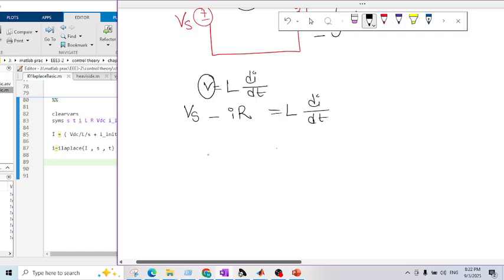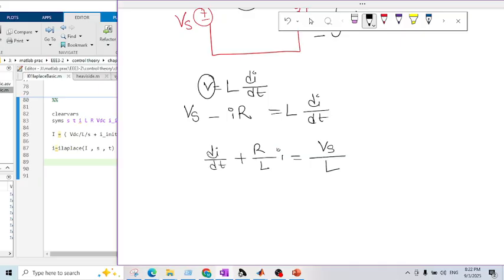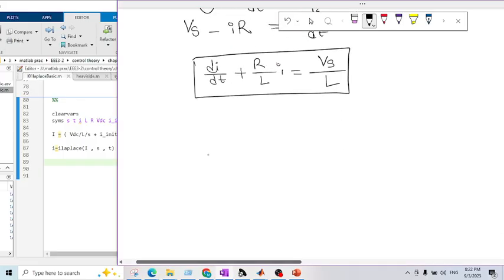Well, now let's simplify this equation, and if I simplify this equation I will get di by dt. I will simply divide the whole equation by L and then I will rearrange this equation. So if you pause the video you can understand that the simplified form of this equation looks like this. Okay, so now what I will do, I will do a Laplace transform. So I will apply a Laplace transform here and let's see what happens.